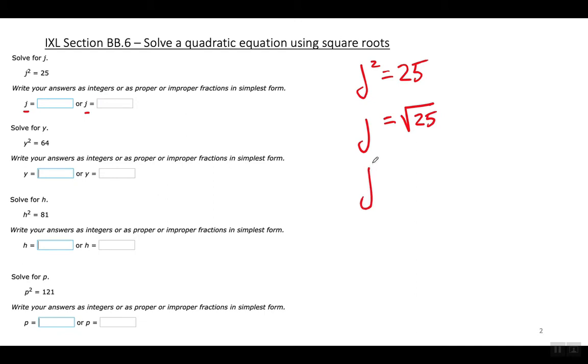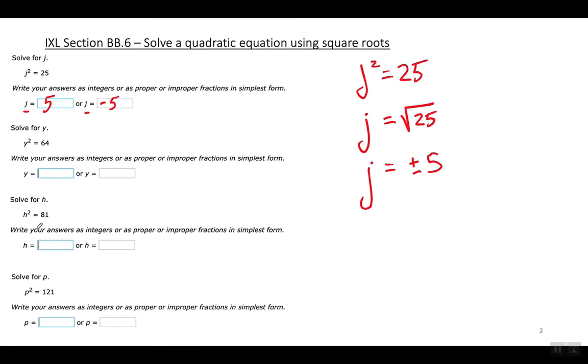And you have to realize that the square root of 25 is both positive 5 as well as negative 5. That's what that positive and negative sign means, because negative 5 times negative 5 equals positive 25, just like positive 5 times positive 5 equals 25. So in your answer choices, you would put one of them as positive 5 and the other as negative 5, and that's it.